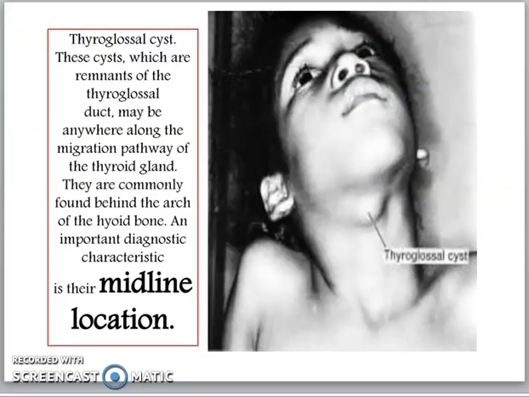And let's look at another one here, the thyroglossal cyst. These cysts, which are remnants of the thyroglossal duct, may be anywhere along the migration pathway of the thyroid gland. They are commonly found behind the arch of the hyoid bone. An important diagnostic characteristic is their midline location.